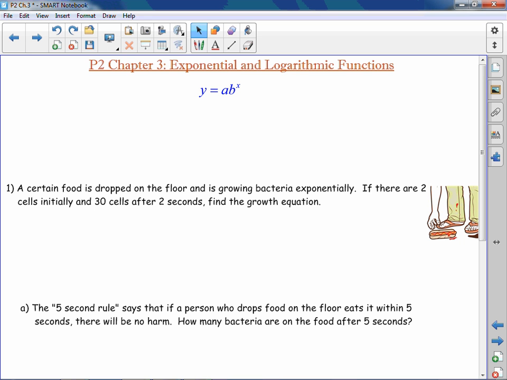Y equals a b to the x. That's your exponential function. That is not a logarithm. A log says log in it. So it's called an exponential function because your variable is in the exponent instead of down where the a or the b are. The a is the initial value. So it's whatever amount you start with.